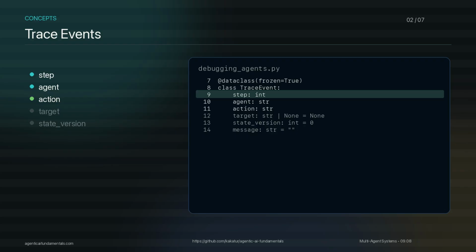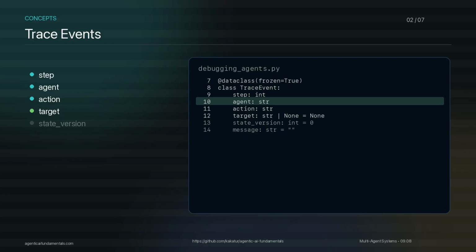You can see that the coordinator handed off to billing at state version 1. Then billing handed back to the coordinator at version 2. Then something used version 1 again. This kind of trace lets you debug behavior without turning logs into a transcript dump.